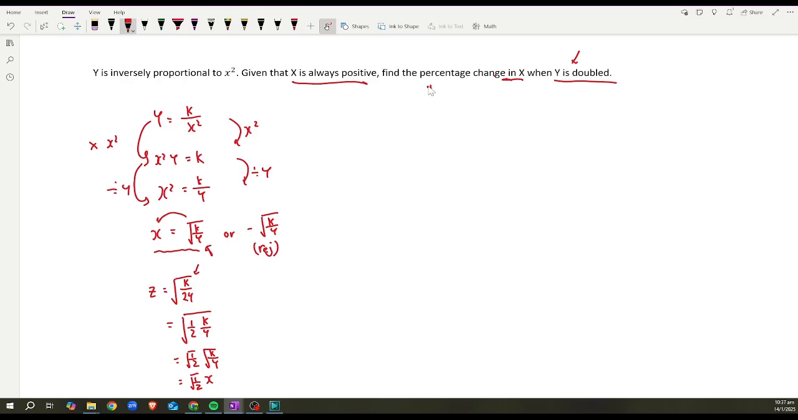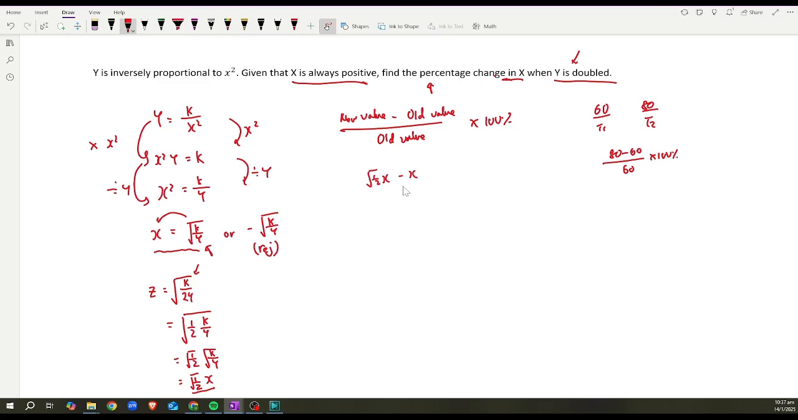So to find the percentage change, remember it's the new value minus the old value over the old value times 100%. Same analogy that I gave in the previous example. If you scored 60 marks in term 1 and then 80 marks in term 2, your change in marks will be calculated by new value minus old value over 60 times 100%. Same idea here. So your new value is square root half x. Your old value is just x, over your old value, which is x, times 100%.